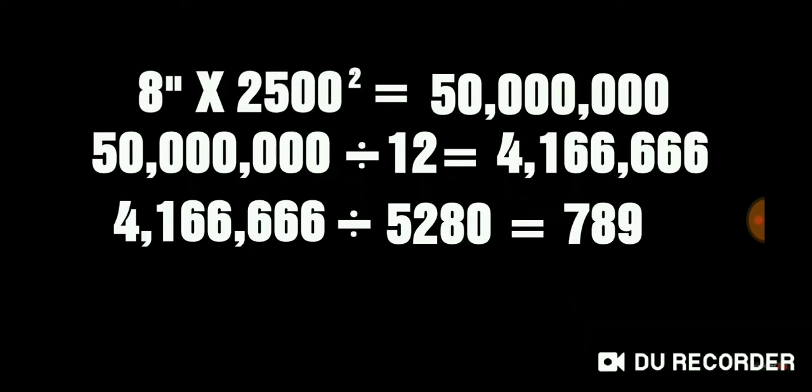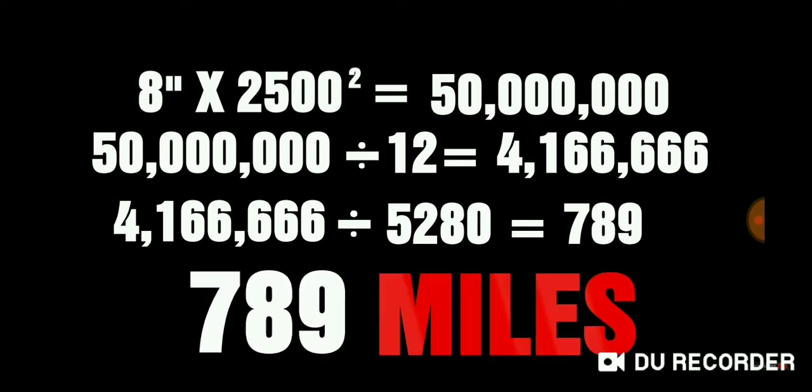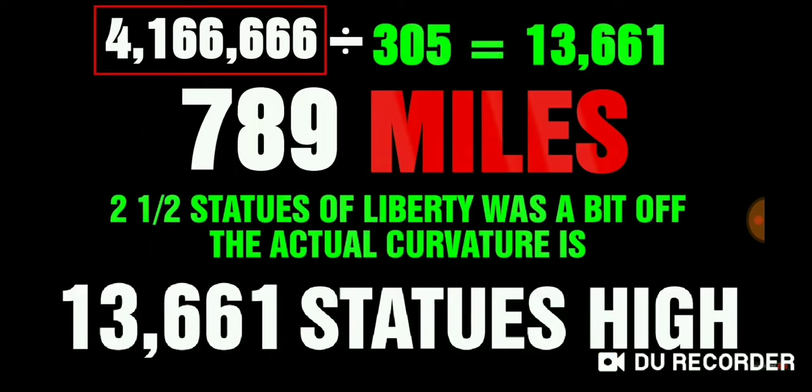Let's look at this again, shall we? Okay, so we had 8 inches times 2,500 squared is 50 million. 50 million divided by 12 is 4,166,666, divided by 5280 equals 789 miles. 789 miles. So that equals out to, instead of 2.5 Statues of Liberty, 13,661 statues high.